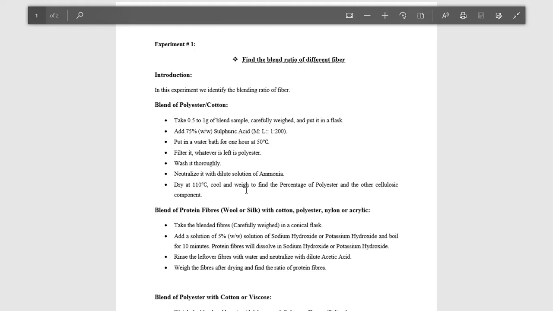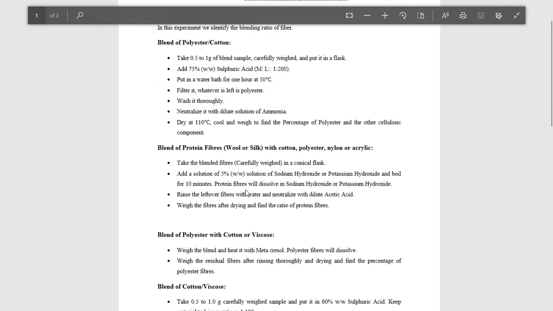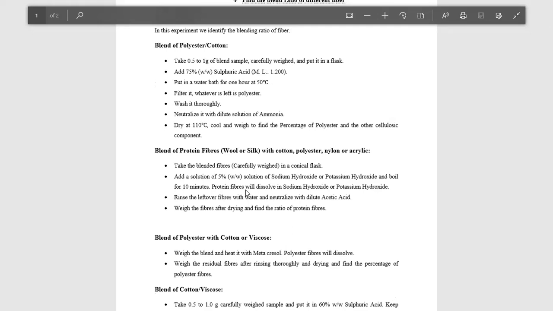In this experiment, we simply do one thing. We simply add the sulfuric acid into the blended sample. So the sulfuric acid dissolves the cotton and the remaining thing which is left over is polyester. So in this way, we can easily find out the blending ratio of polyester with cotton by dissolving cotton.